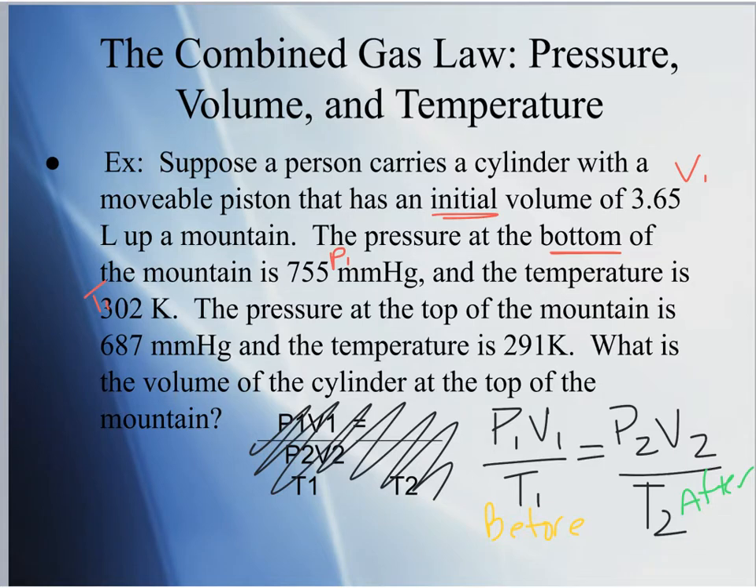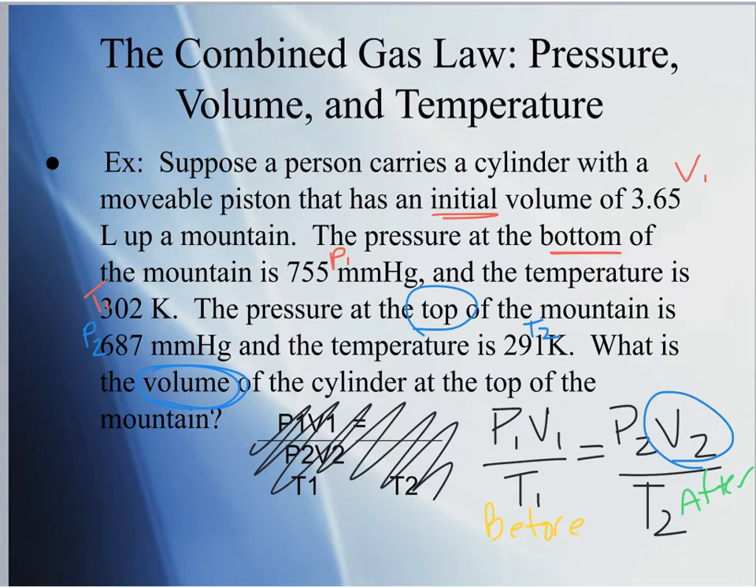And then it says the pressure at the top of the mountain. So that means we've climbed the mountain and we got there. So this is our after picture. Is 687 millimeters of mercury. So that's our P2. And the temperature is 291 Kelvin. So that's our T2. So we're given P2 and T2, and it's asking what is the volume of that cylinder at the top of the mountain. So in this equation, we're going to be solving for V2, right? So we're given all the variables except for V2.